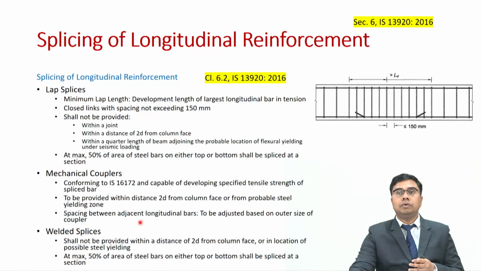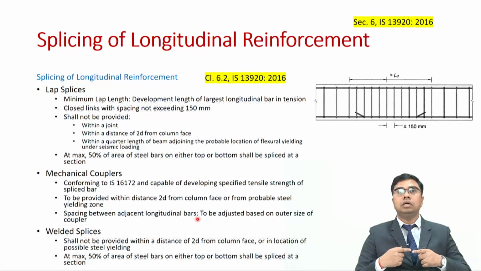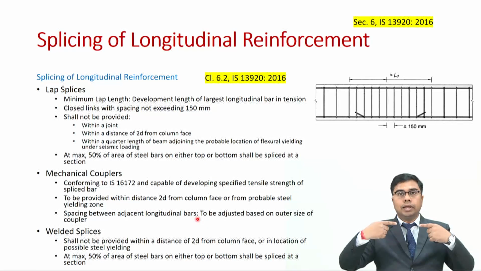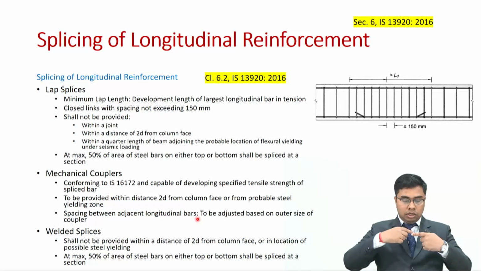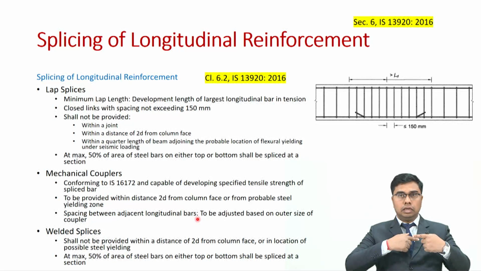And the spacing between adjacent longitudinal bars, this is another problem which we have detected while using mechanical couplers, because in mechanical couplers you will have two reinforcement bars and there will be a coupler connecting both of them, and that coupler will have a larger diameter than the bar. So, to avoid congestion and to have good compaction of concrete in the members, for the spacing between the longitudinal bars from this bar to this bar to this bar, you need to know the dia of the mechanical coupler that you are using, so that you can have sufficient space between various longitudinal bars.